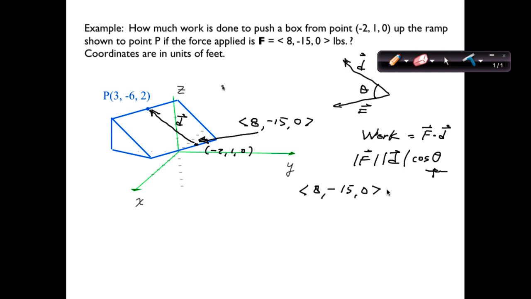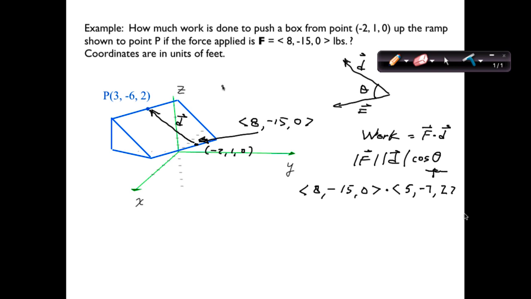F dot. And what is d? Nope. That's not the displacement vector. What's the displacement vector? 5, -7, 2. Does everyone see that that's the displacement vector? Final minus initial, final point minus initial point gives the vector between the two.